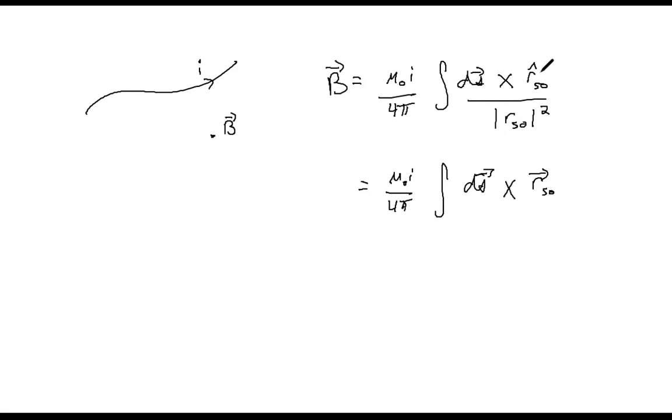And because I've gone from a unit vector upstairs to a full relative vector, the price I pay is now I have r_so to the 3rd power. That's completely equivalent. I just, oftentimes that seems to be more useful. So, great. So that is the law of Biot-Savart.